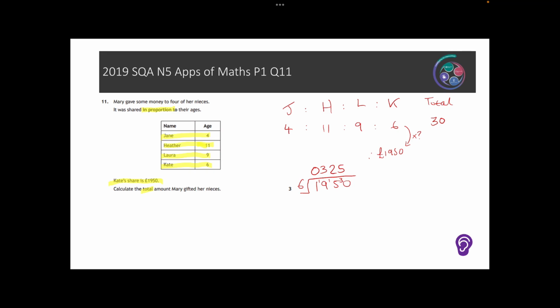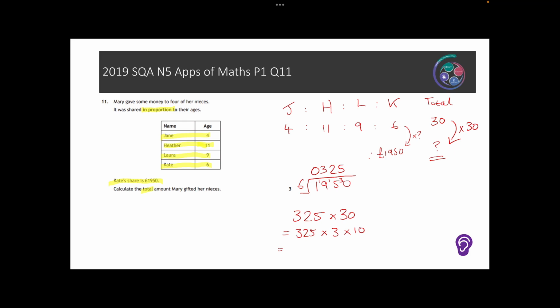Now, if in total there are 30 years between them all, then I'm just going to do 325 times 30 to work out what that total is there. So I'm timesing that by 30 to get my amount here. Now, from earlier on in this video, we should know that to times by 30, I could times by the factors of 30. So I'm going to do 325 times 3, then times by 10.